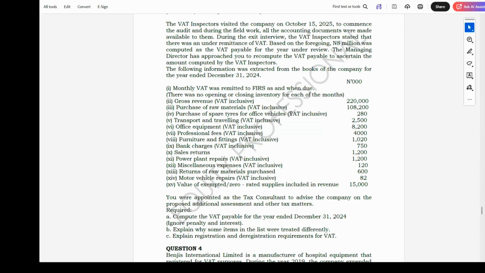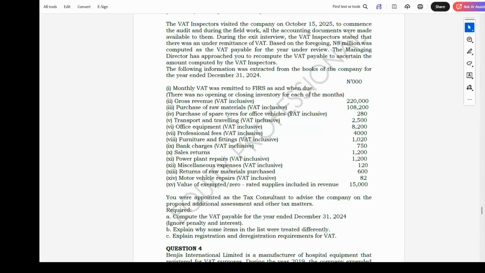Capital expenditure will be capitalized as part of the cost for capital allowance claim. It's also not going to form part of our input VAT. Professional fees, indirect. Furniture and fittings, capital expenditure, also not part of our input VAT. Bank charges, indirect, also not part of our input VAT.